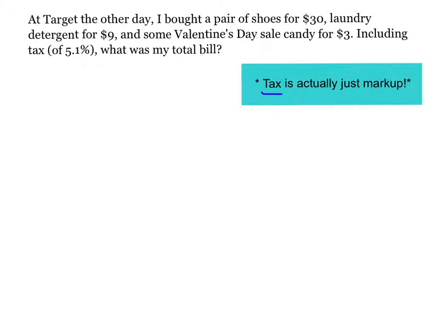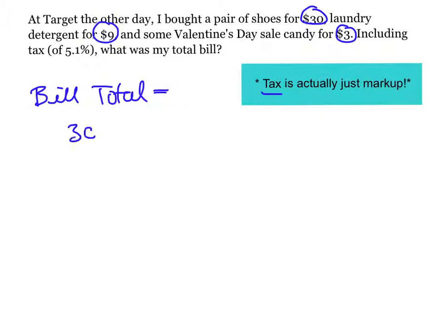Before we can do tax, we just first have to find our bill's total. What's our total cost? How much do we owe? And to do so, we just add up how much we spent. So we are going to take 30 plus 9 plus 3. And our bill's total before anything came to $42.